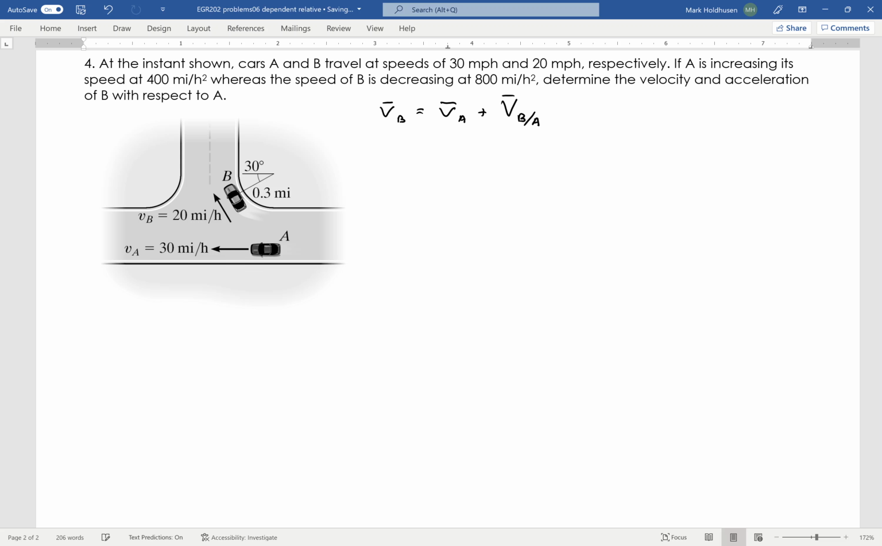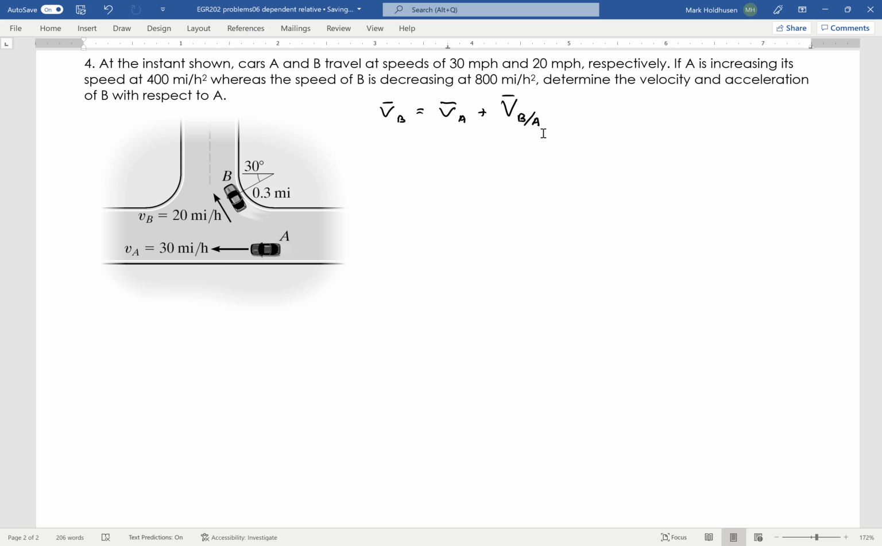The velocity of B equals the velocity of A plus the velocity of B relative to A. You can think about it, we write it this way, kind of like a fraction, where that A will cancel that A and you'll just be left with the velocity of B. That's how we'll write this out, right? So the velocity of B with respect to A is that. Let's go ahead and write what we know here.